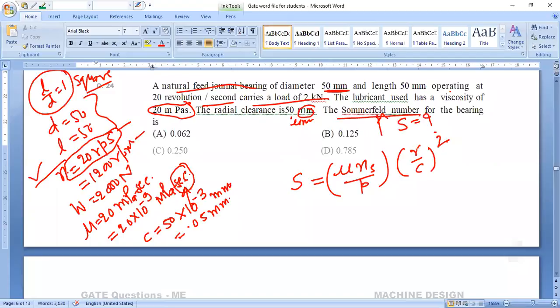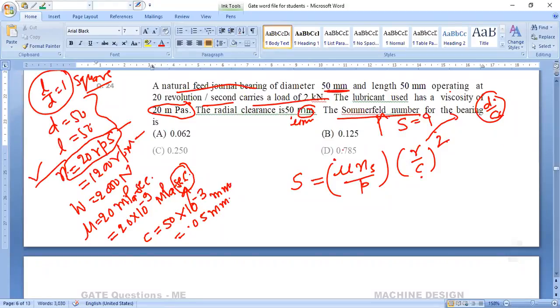You may take R by C, or you can take D by C also. But if you are taking D by C, then D is diameter and C is diameter clearance. And if you are writing R by C, means R is the radius and C is the radial clearance. Be careful. ऐसा मत कर देना कि diameter ले लिया इधर radial ले लिया. सेम होना चाहिए. रेडियस है तो रेडियल क्लियरेंस और डायमीटर है तो डायमीटर क्लियरेंस.